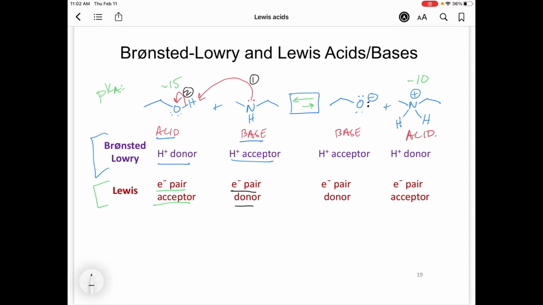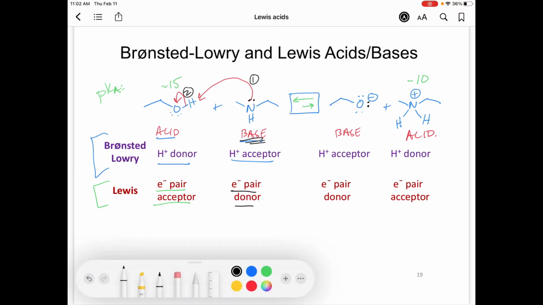A Lewis base is one that is donating a pair of electrons. And this nitrogen here is donating that lone pair. See that in the arrow? It's donating an electron pair. So these can also be described as Lewis acids and bases. We use Bronsted-Lowry acid base because it's more specific.